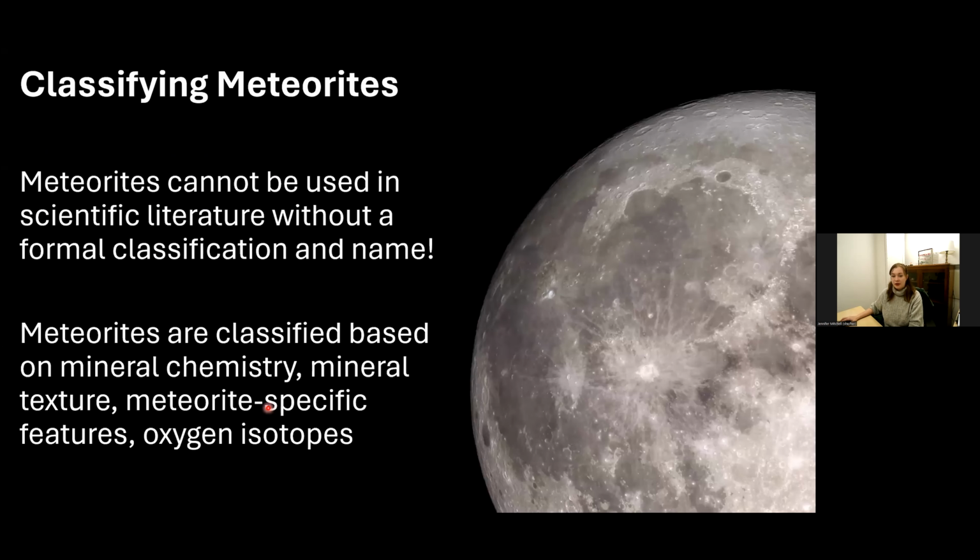So the reason we classify meteorites is pretty much the same reason that we classify regular rocks. We like having categories of things, but you cannot use a meteorite in scientific literature unless it's been formally classified and it's been given an official name. Meteorite names, admittedly, are quite boring.